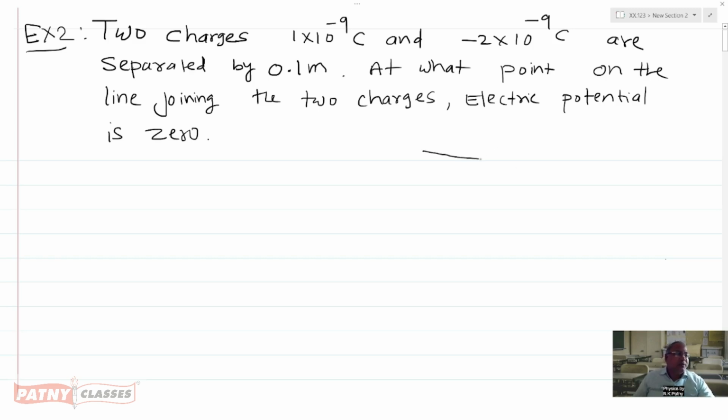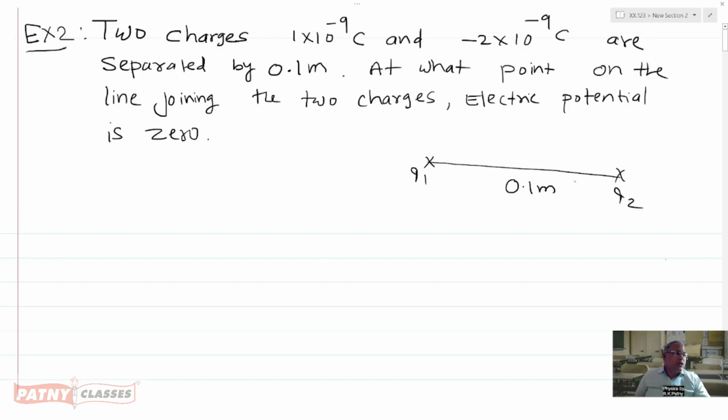No problem. So let us draw. Let us draw here the two charges. Here is the Q1 and here is the Q2. We got the two charges here, Q1 and Q2, and the distance between them is 0.1 meter.